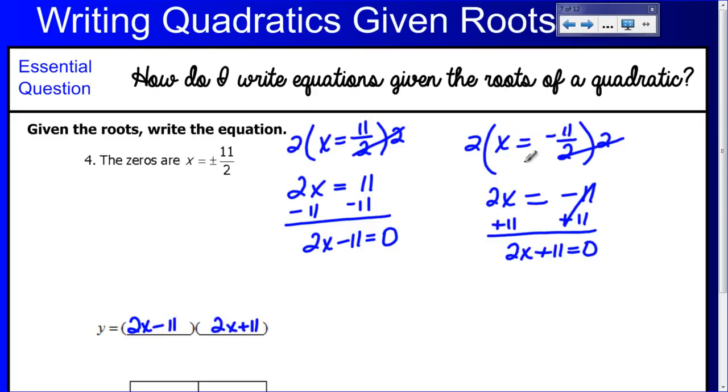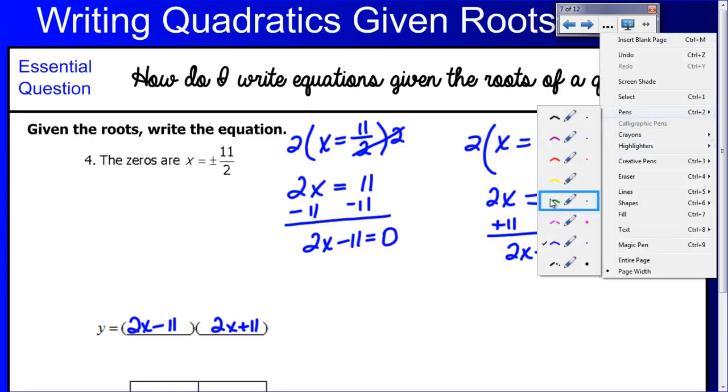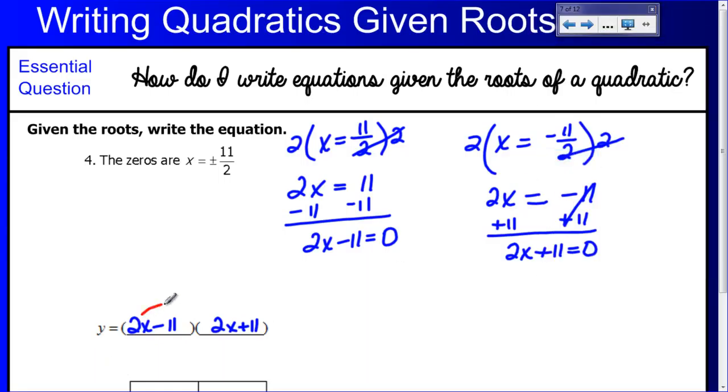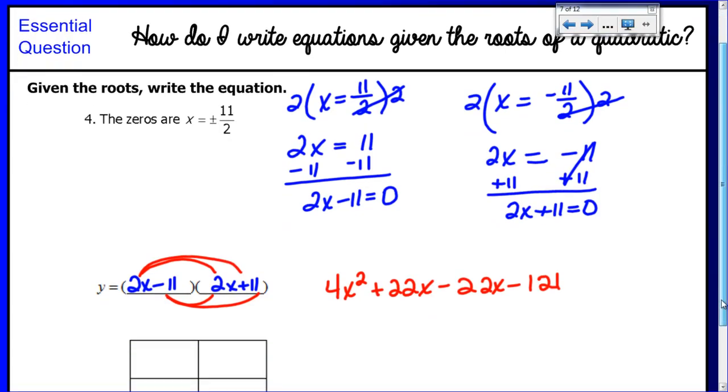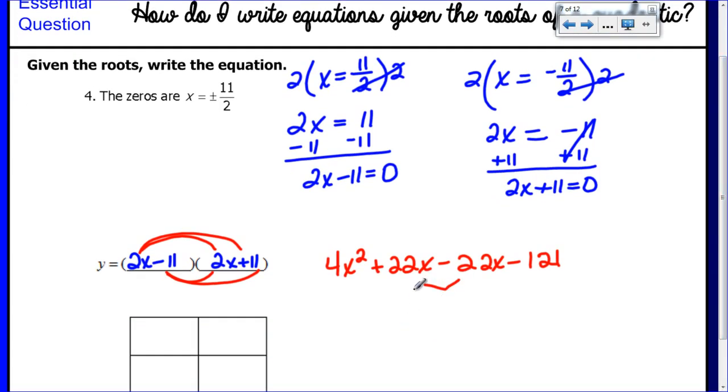And this time I am only going to do the double distributive property, so I don't want to mess with the box. So I'm going to do 2x times 2x makes 4x squared. Then 2x times 11 makes 22x. Negative 11 times 2x makes negative 22x. And negative 11 times positive 11 makes negative 121. And so what happens when I combine these two like terms, because they are exact opposites, is that they cancel. So I just get 4x squared minus 121.